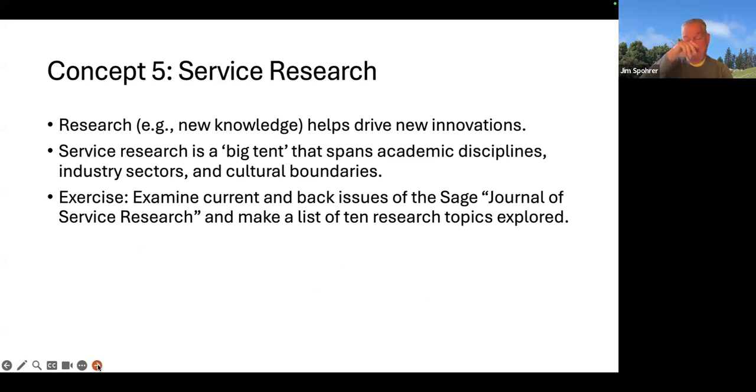The fifth concept is service research. I helped start the service research group at IBM, so I'm quite familiar with this area. Research, of course, is new knowledge that helps drive new innovations, and service research is what we call a big tent. It spans lots of academic disciplines, both business and technological and social sciences, as well as industry sectors, everything from government to healthcare to education and finance, and cultural boundaries.